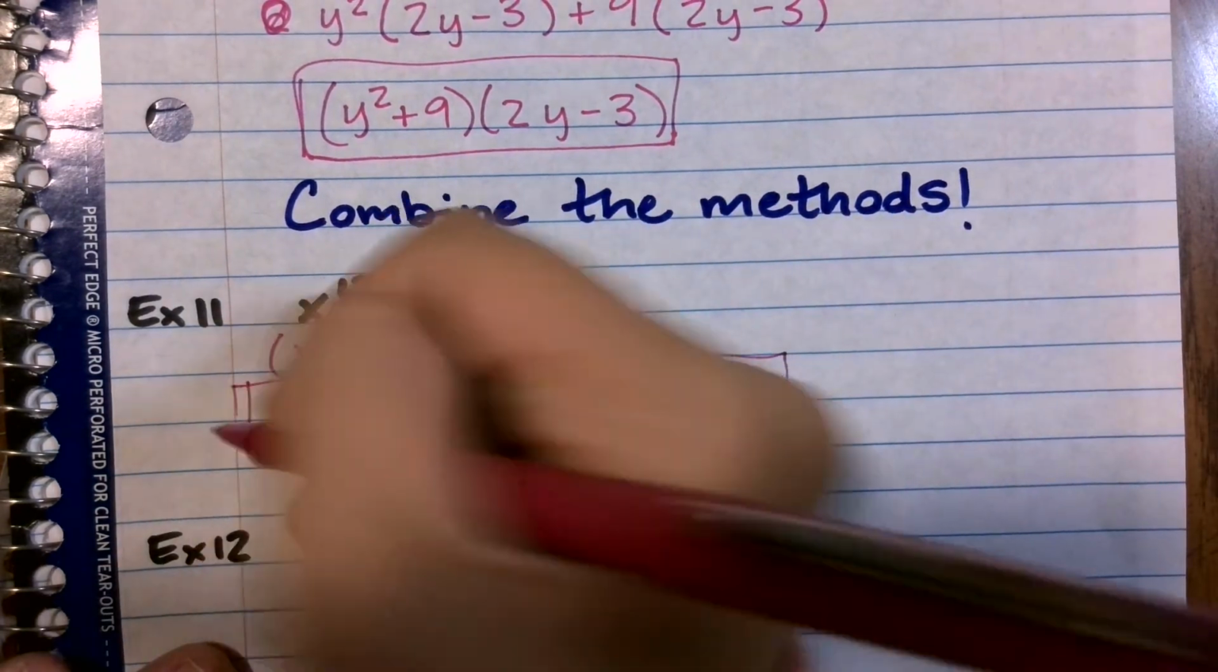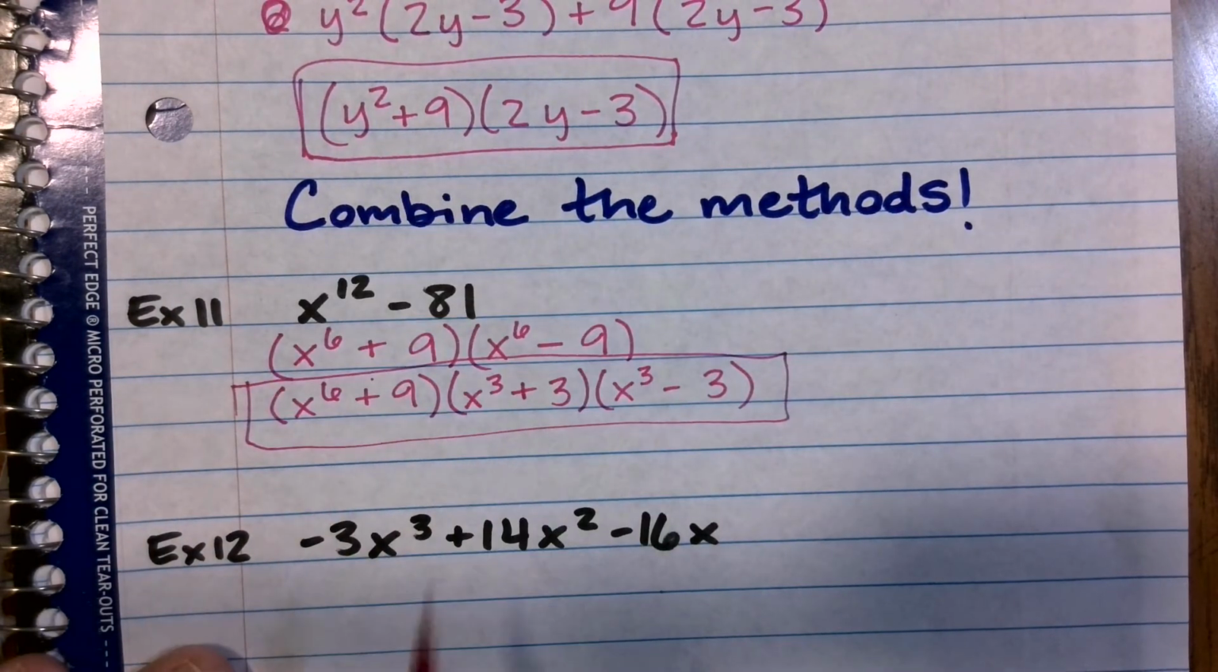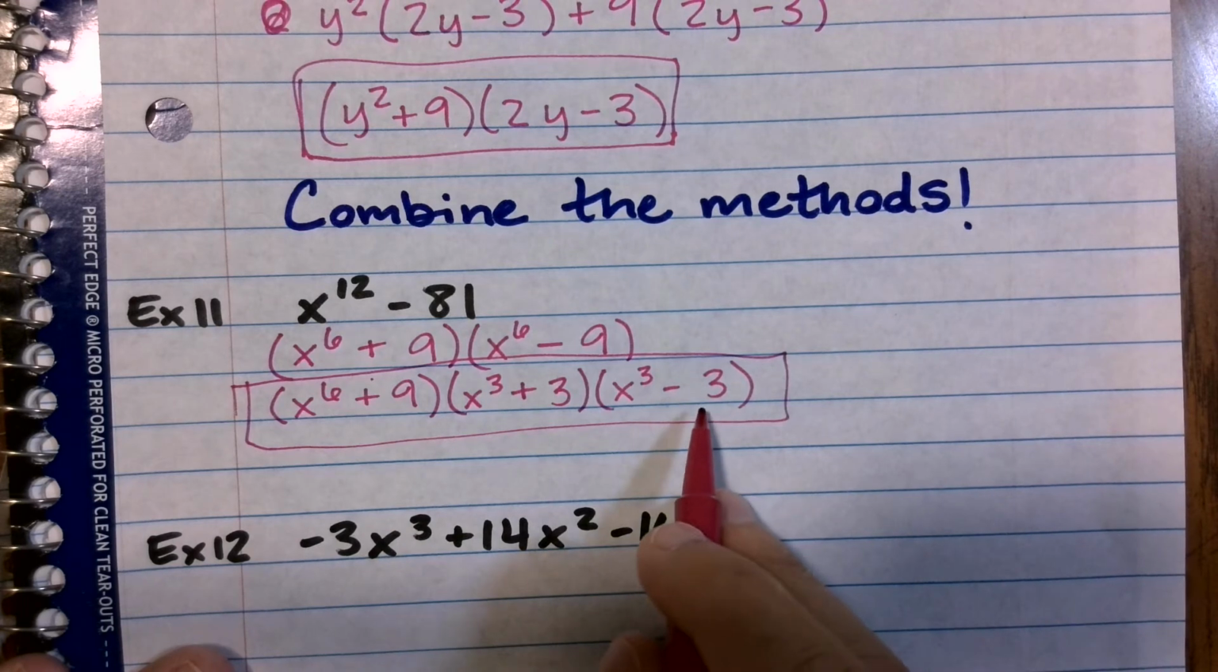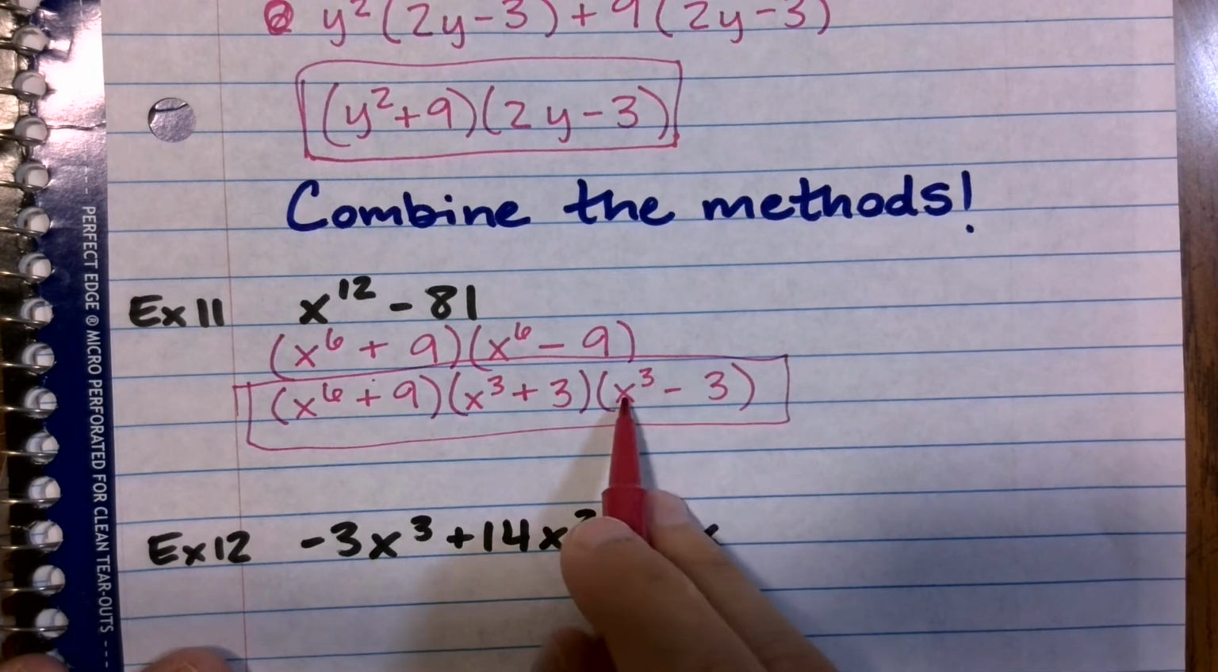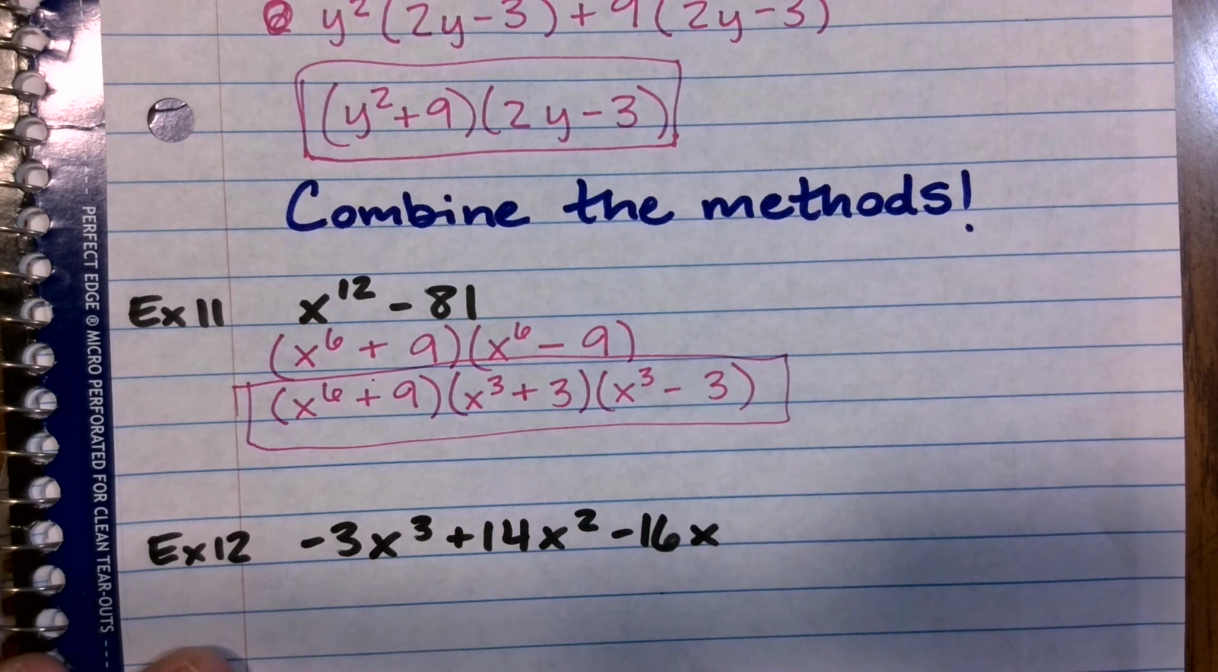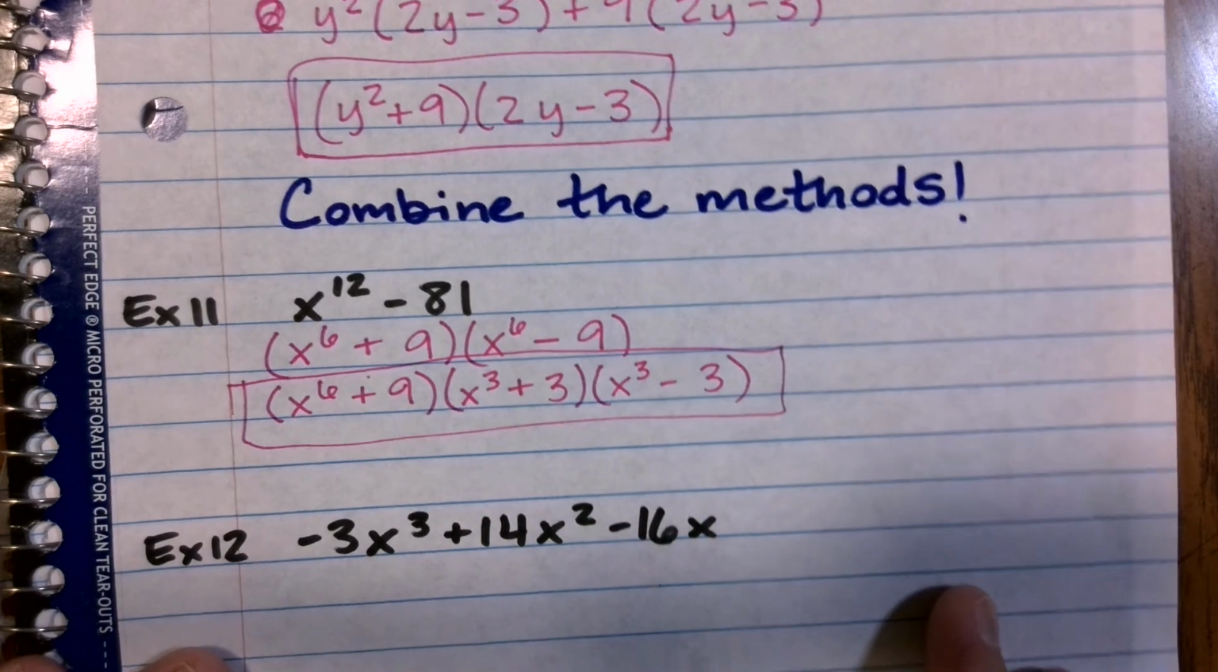And I know that we're done at this point because neither of these are a difference of squares, they're only 2 terms. With this one, I have an x to the third, so that's not a perfect square, and neither is 3, so I don't want to go any further than that. Okay.